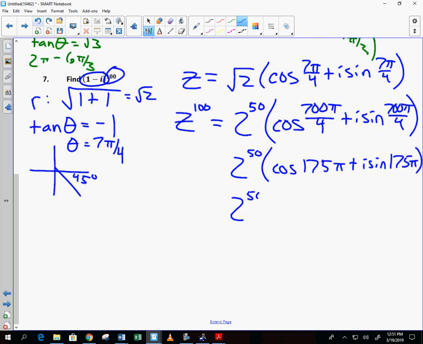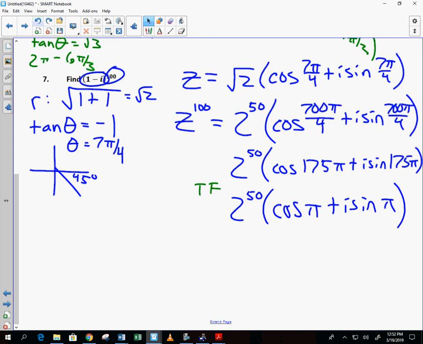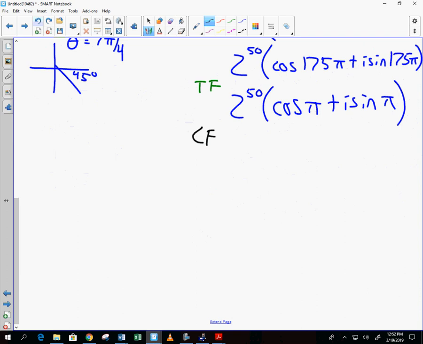2 to the 50th times the cosine of pi plus i sine of pi. That is what we refer to as trigonometric form of a complex number. If you would like to do complex form, that's a little bit different, but it's no big deal for us because we are super smart. 2 to the 50th times. Anybody know the exact value for the cosine of pi?